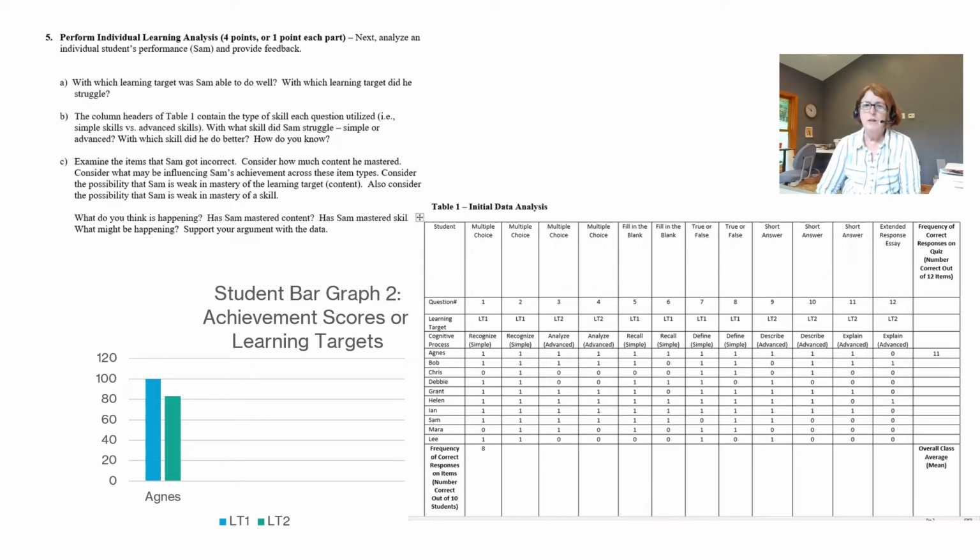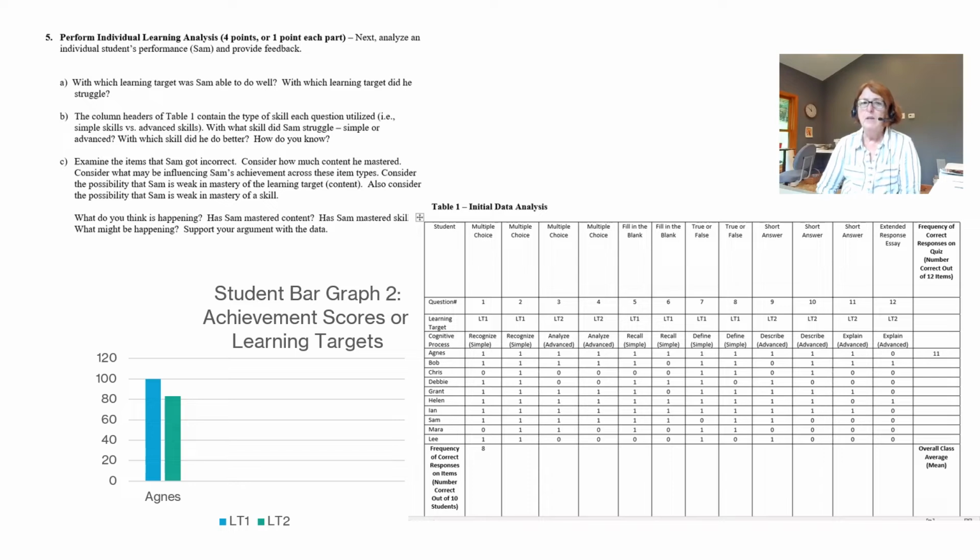And you should just glance over what he scored well on, what he didn't score well on. And then, as importantly, or more importantly, in student bar graph 2, once you've done it, look at Sam's learning target scores. So A says, with which learning target was Sam able to do well, and with which did he struggle? That's just a comparison of the height of the bars. So Agnes, for example, scored better, as we said, on learning target 1 because she had 100%. She only got an 88%. What did Sam do?